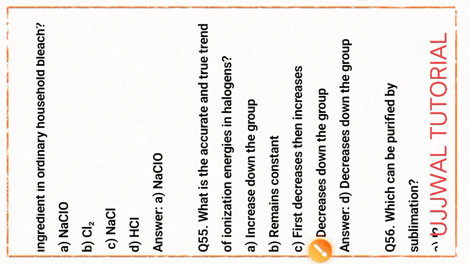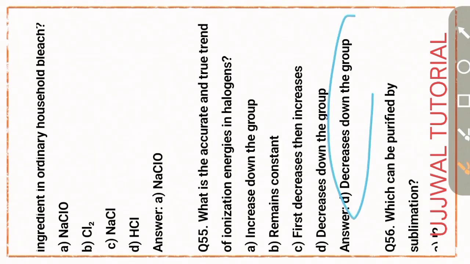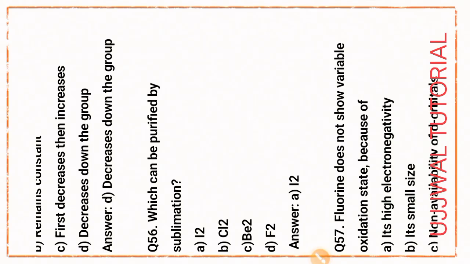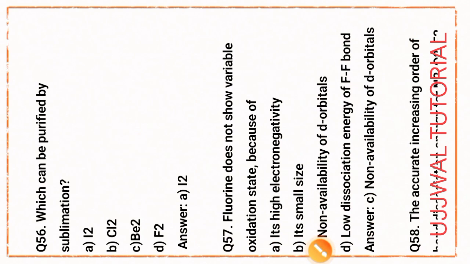Question number 55. What is the accurate and true trend of ionization energies in halogens? Option D, that is decreases down the group. Decreases down the group. Next question. Question number 56. Which can be purified by sublimation? Iodine. That is option A, iodine. Okay. Next question. Question number 57.